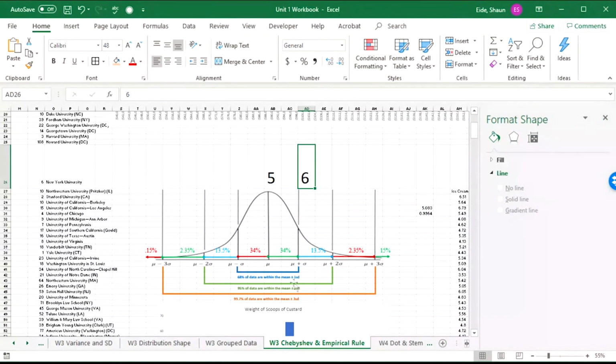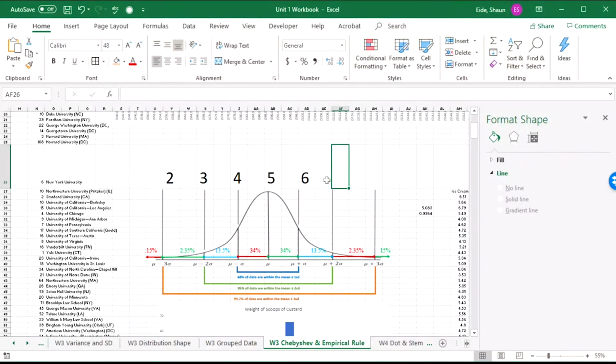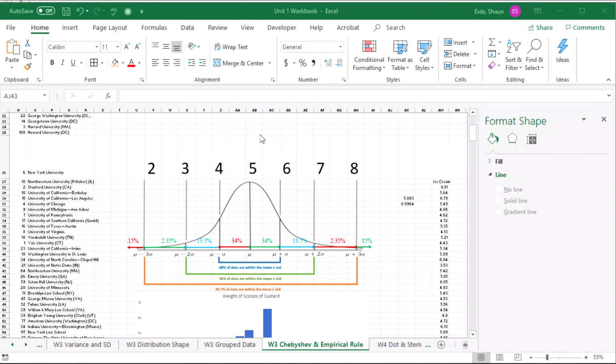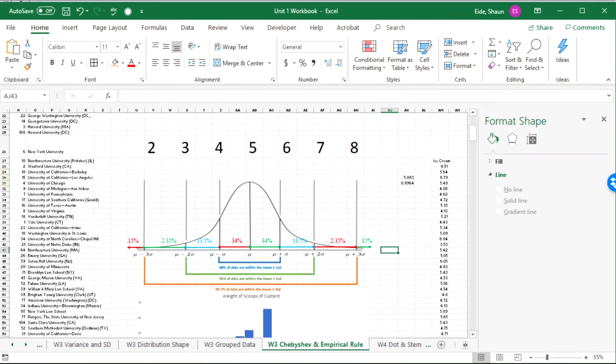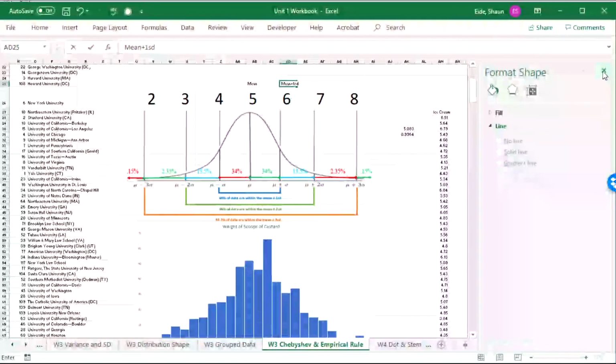Okay, then right down here, you've got 5 minus 1, so this is going to be 4. And then this is going to be 3, and then this is going to be 2, and then coming up here, 6, 7, and then 8. So you've got the mean. Let me do this. You've got the mean, and you've got mean plus 1 standard deviation. Let's make this a little bit bigger.